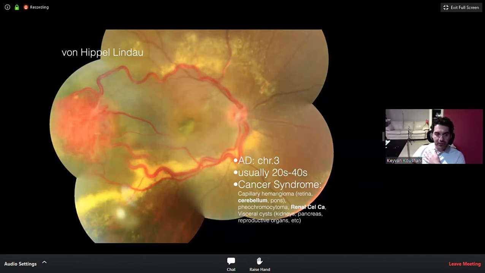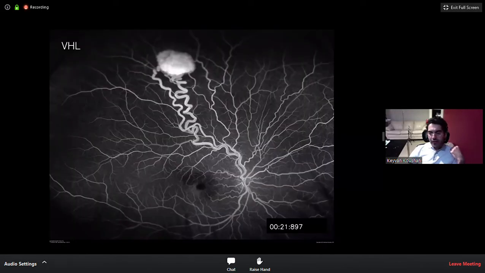So remember, VHL is a cancer syndrome. They can die from renal cell carcinoma, and they definitely need workup. They need systemic workup for visceral tumors and also for head and neck tumors, especially cerebellar tumors. So this is an IVFA of another person. You can see nicely the feeding and draining vessels.